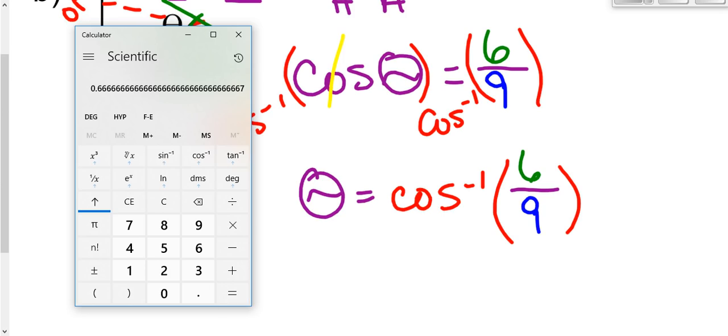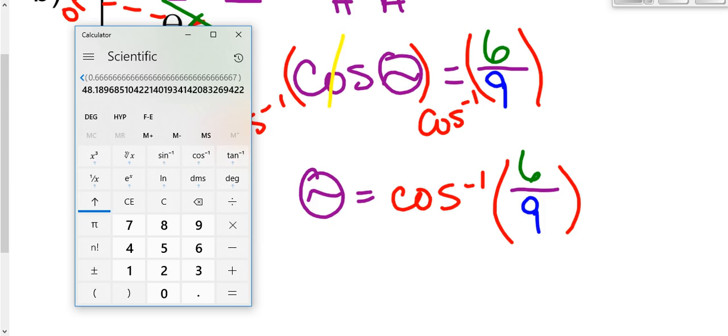Now we have to apply the inverse cosine, so I'm going to make sure that my up arrow is selected. So I see inverse cosine, cosine to the negative 1 power. I'll hit that button, and it automatically gives me my solution. So theta is going to be 48.1896. That 6 will round up, and it will make the 9 round up as well.